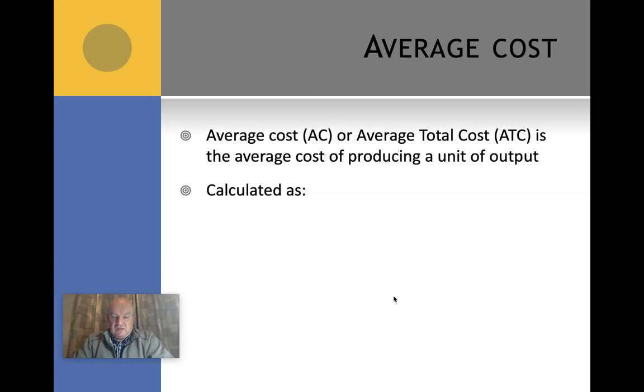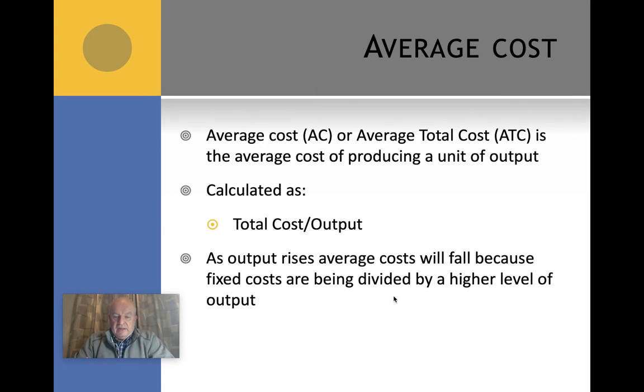Okay, so in this instance, we calculate it by taking our total cost and dividing it by the number of units of output, and that gives us our average total cost. Now, as output rises, average cost will fall because effectively, if you think about it, fixed costs are being divided by a higher level of output, and fixed cost per unit come down. And in this instance, as output rises, average cost will fall for that very reason.